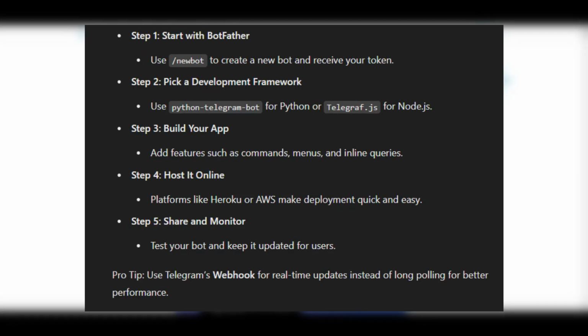First, set up Telegram bot. Open Telegram and search for BotFather. Use the /newbot command, name your bot, and get the token.